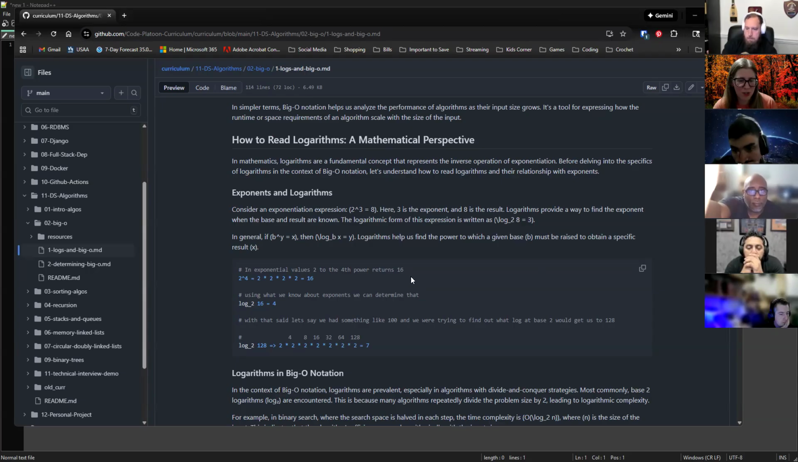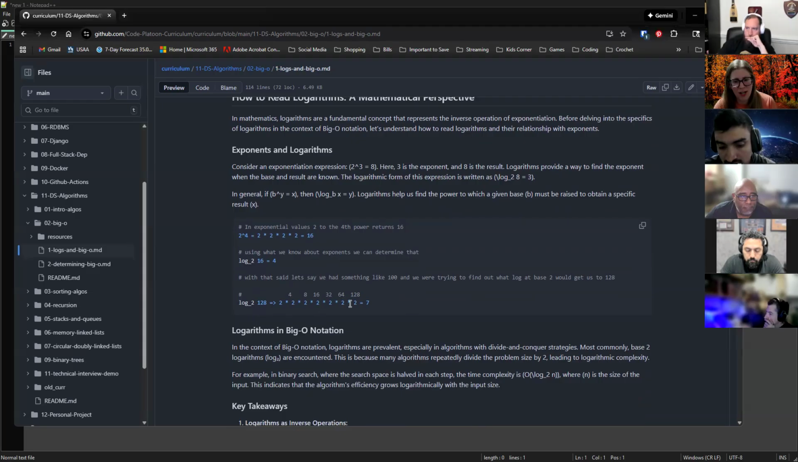So to help visualize that, here we see 2 raised to the 4th power is going to equal 16, with all these steps in between. Now, if we try to rearrange it into the logarithm to figure out, if we didn't know this 4, if we had an x here, 2 to the what power equals 16, we would write log base 2, because that's our base number there, of 16 is equal to what power? And that gives us 4.